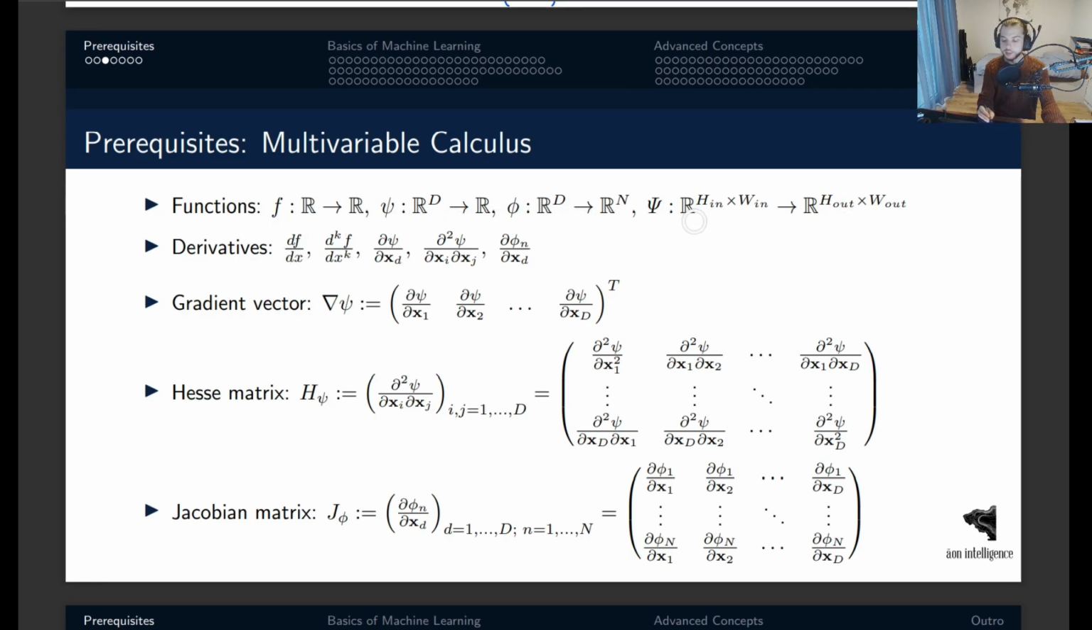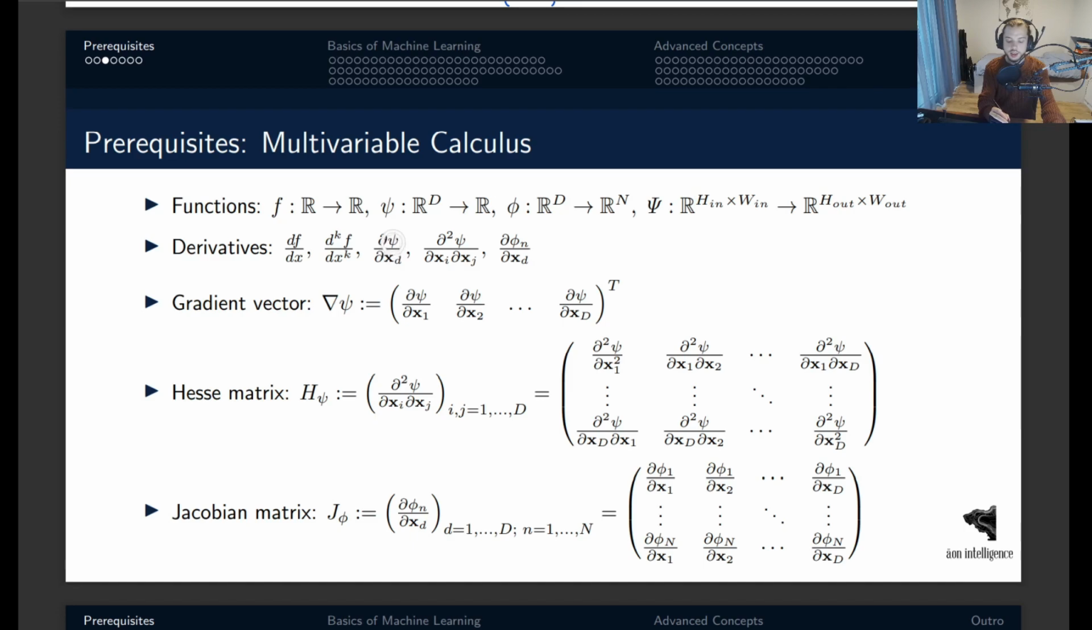And then there might be functions that have matrix valued input, and they produce matrices as output. Now, based on these different kinds of functions, which differ in the input and output dimensionality, you can find different kinds of derivatives. So in the univariate case, where f just takes one variable as input, you can find the derivative with respect to that particular input.